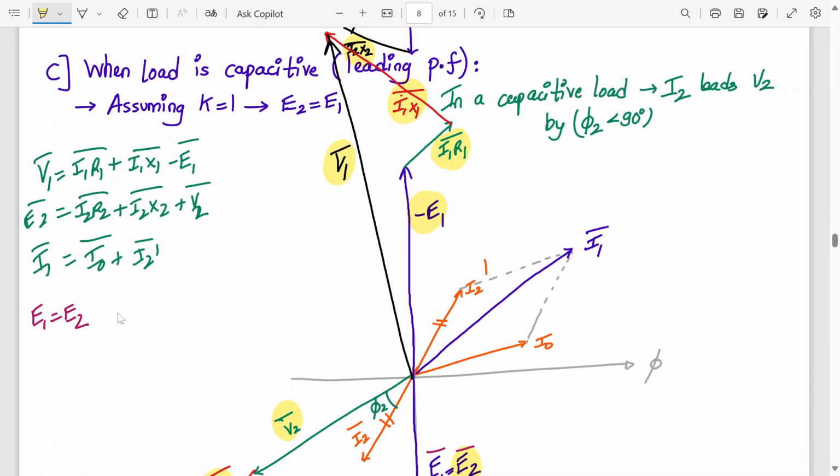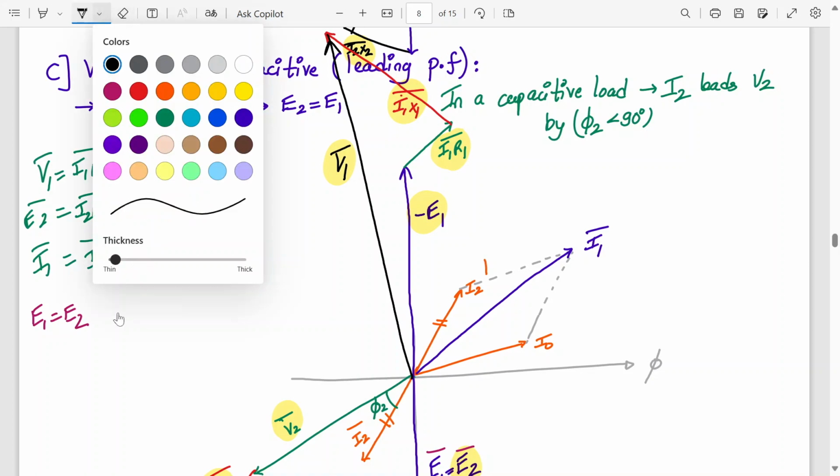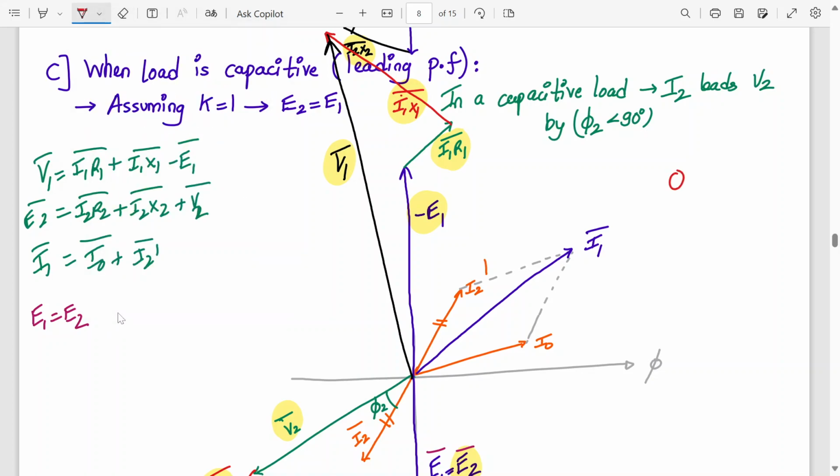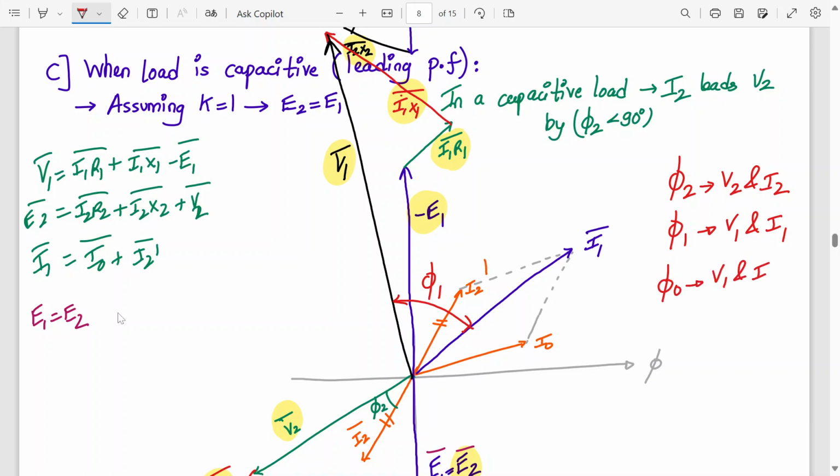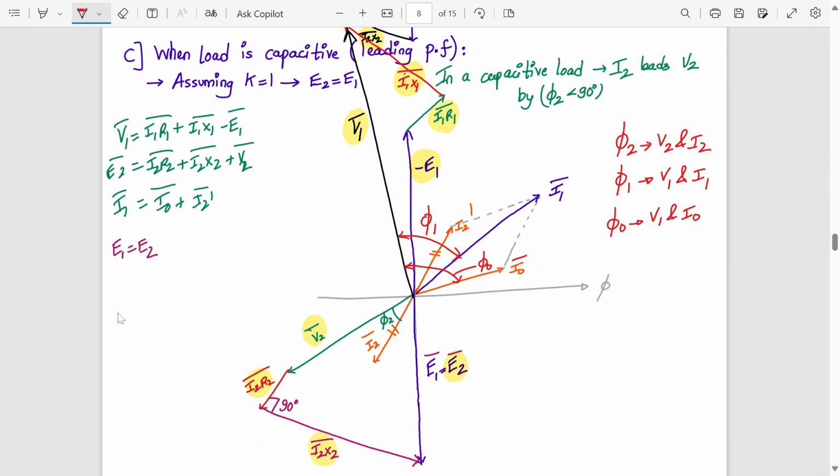Now we have to determine the phasor angles. Phi 2 is the angle between V2 and I2, which we have already shown. Then phi 1 is the angle between V1 and I1, which is over here. So this is phi 1. And phi naught is the angle between V1 and I naught, from here to here. So this is phi naught. Alright, so this becomes my phasor diagram for a practical transformer.